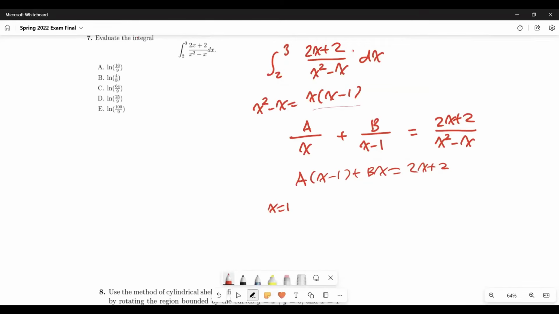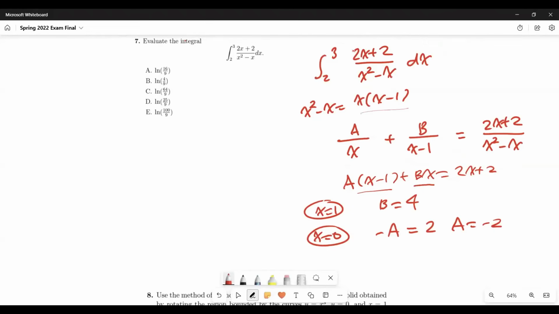Plug in x equals 1, then you get b is equal to 4. Plug in x equals 0, then this term goes away. So it's going to be negative a equals 2, a equals negative 2. Okay, so the function is just negative 2 over x plus 4 over x minus 1 dx, from 2 to 3.